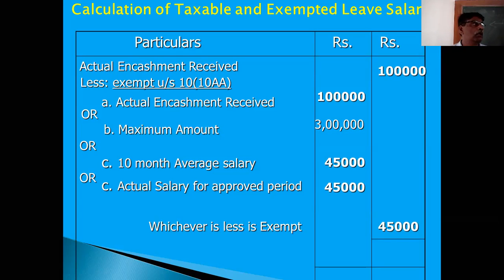45,000 is exempted and the remaining amount is taxable. 1 lakh rupees total received. Out of that, 45,000 is exempted from tax. The remaining amount is 55,000. 55,000 is called taxable leave encashment. Clear? This is a 5 marks question.